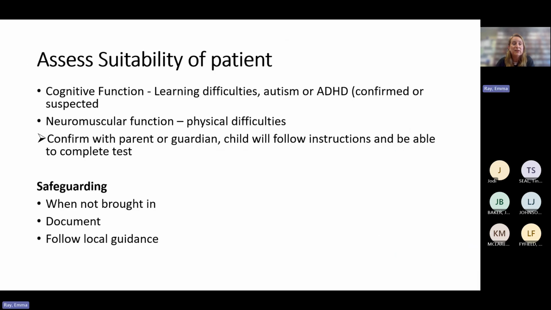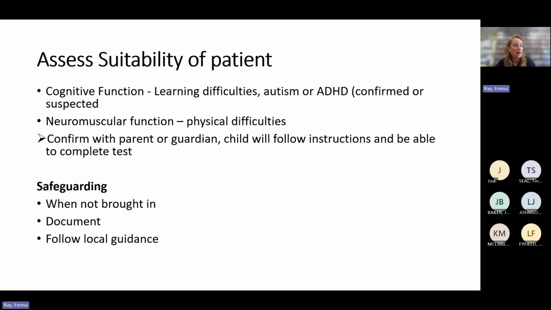And when you're booking patients in, assess the suitability of the patient. This could be for children and adults, but with children, check whether they potentially have any learning difficulties, autism or ADHD. There seem to be a lot of children these days who may be on the spectrum. They may be a little bit more sensitive than some other children. So you may need to handle that slightly differently, and you can offer them longer appointments.